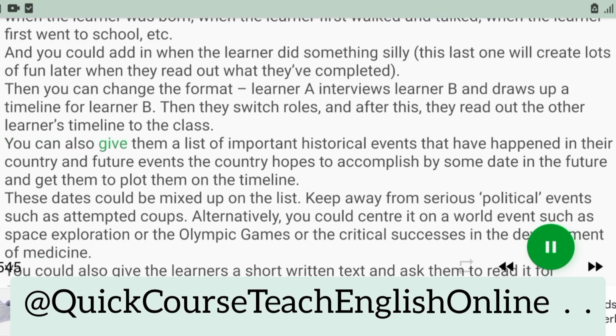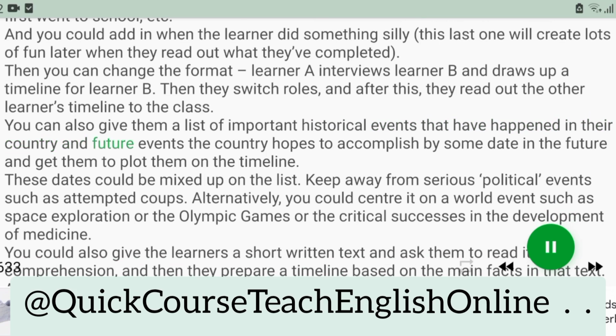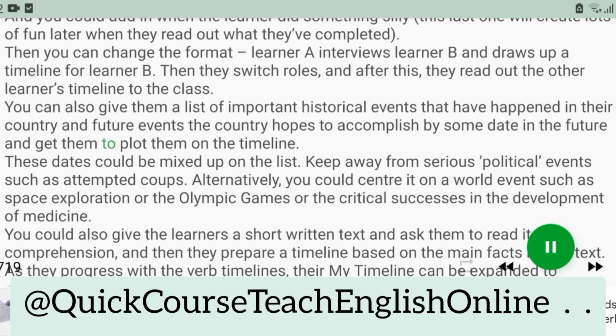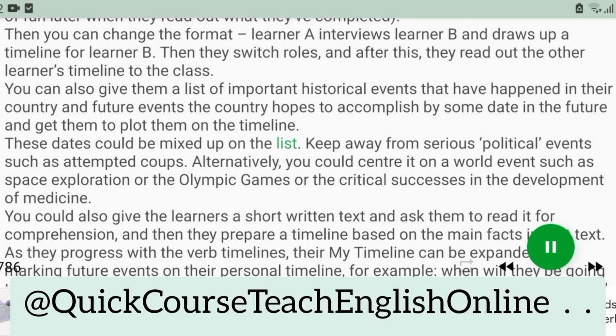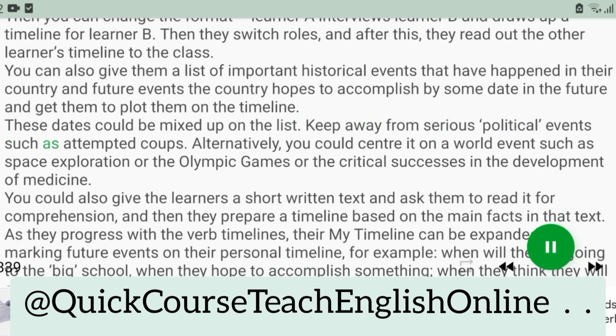You can also give them a list of important historical events that have happened in their country and future events the country hopes to accomplish by some date in the future, and get them to plot them on the timeline. These dates could be mixed up on the list. Keep away from serious, political events such as attempted coups.